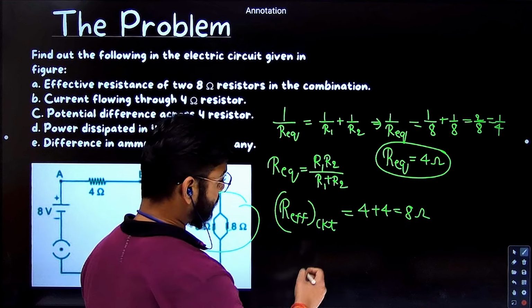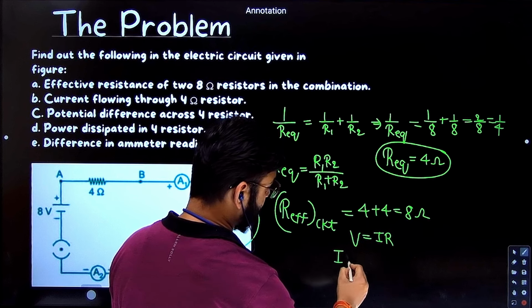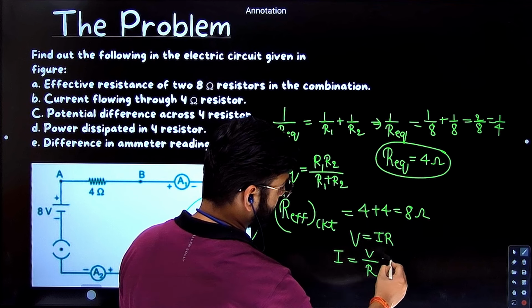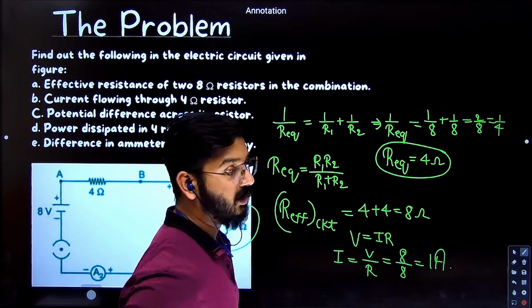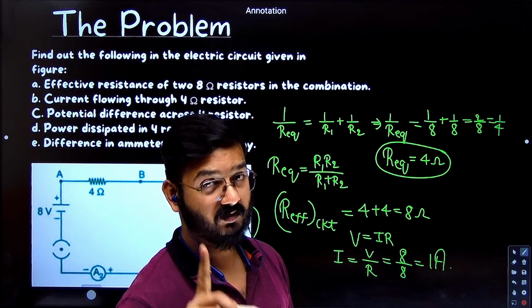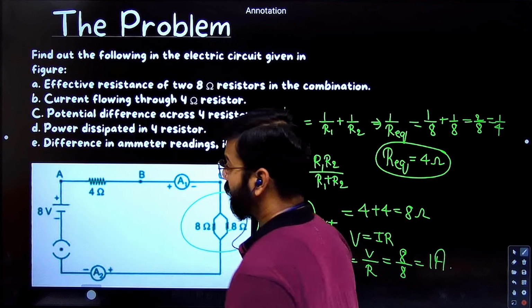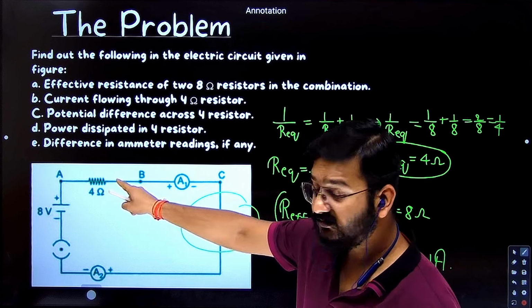Battery ka potential is 8. So we'll use Ohm's law. V equal to IR. So I will be equal to what? V by R. V is 8. 8 by 8. Current flowing in the circuit is 1 ampere. So the battery will provide how much current in the circuit? 1. So when this battery provides 1, 1 will flow in this and it will pass through this 4.